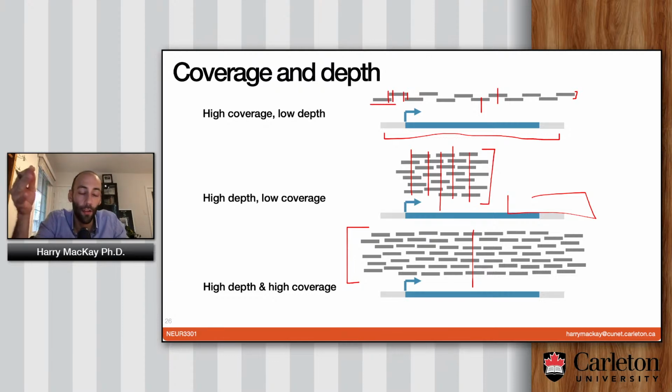So the more samples you have and the more reads you have, the more confident you are. And of course here, they're covering the entire area, meaning the level of coverage is also quite high. So those are the basic parameters to look at, coverage and depth, and ideally you want high depth and high coverage. That's the best scenario.